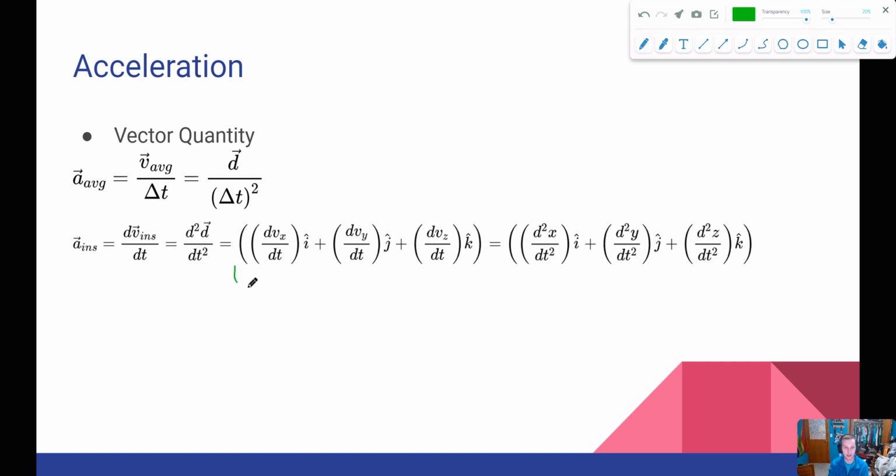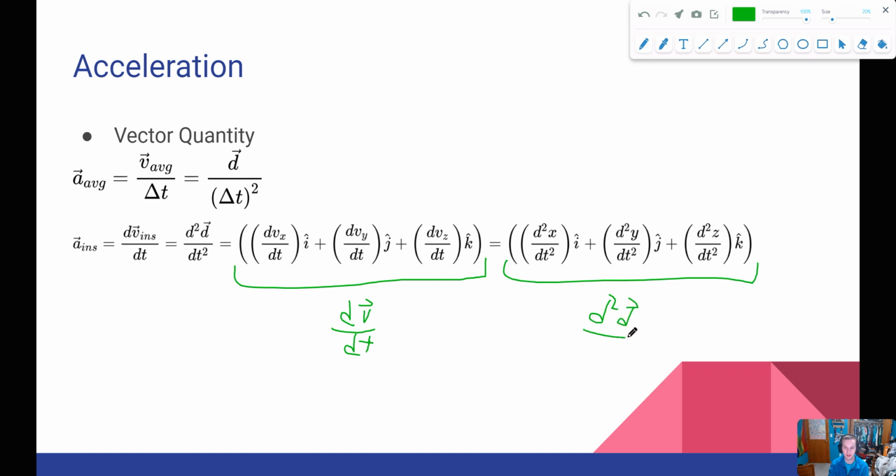So in the first part here, I've got your change in velocity with respect to time, a vector, and then over here I have your second derivative, also a vector.